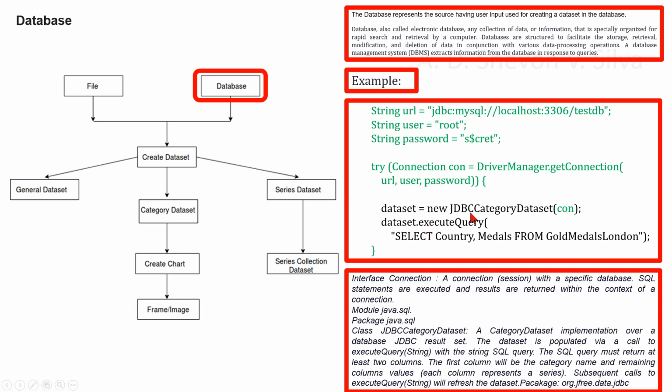The class JDBC category dataset. Here the declaration is not visible. This dataset is declared somewhere else. The class JDBC category dataset is a category dataset implementation over a database JDBC result set.